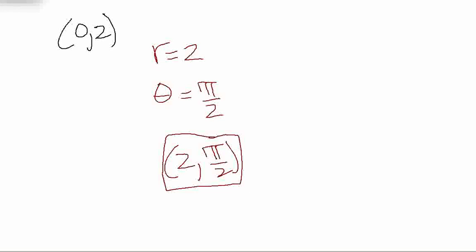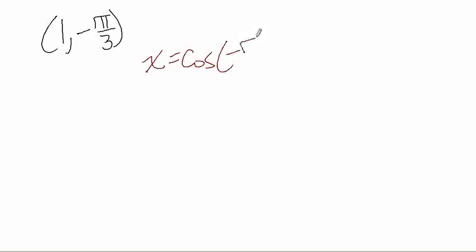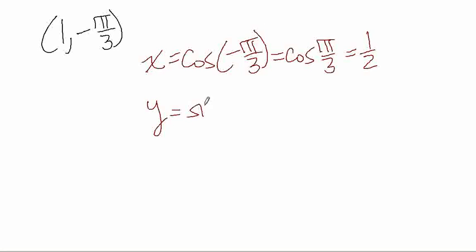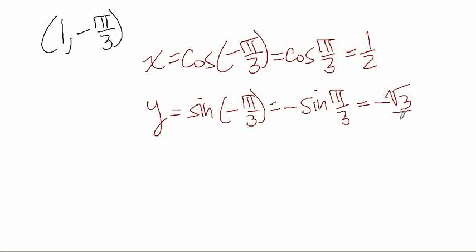Now let's try an example of converting to rectangular coordinates. Can you convert 1 comma minus pi over 3 radians to rectangular coordinates? Pause the video and do that one now, please. Okay, so I'll go ahead and do it as well. x is going to be the cosine of minus pi over 3, which is equal to the cosine of positive pi over 3, which is equal to 1/2. y is equal to the sine of minus pi over 3, which is equal to minus the sine of pi over 3, which is minus root 3 over 2. So the answer is 1/2 comma minus root 3 over 2.